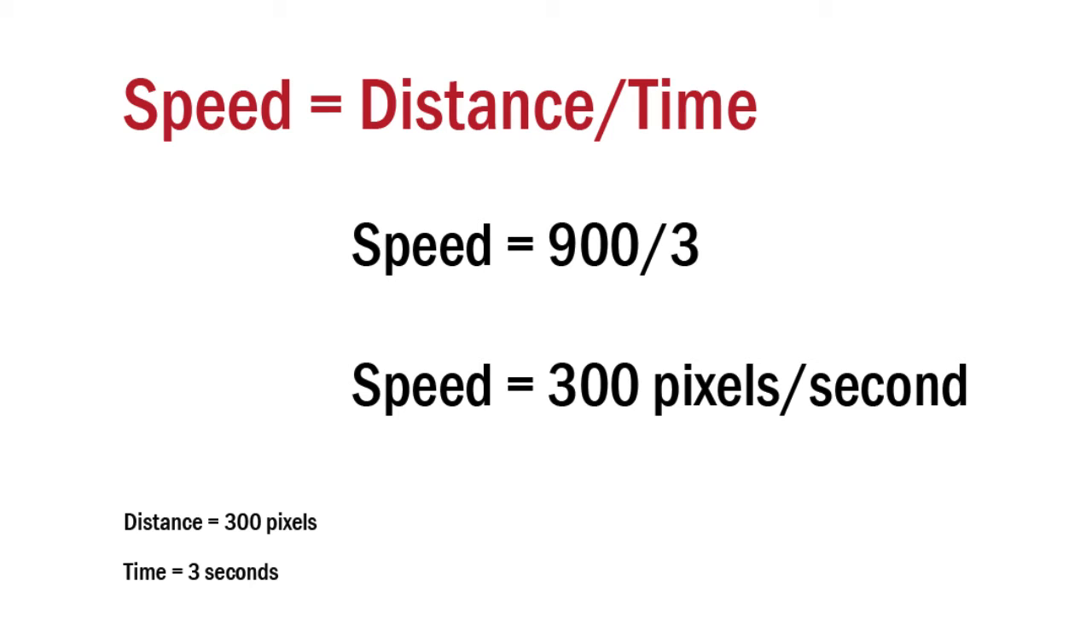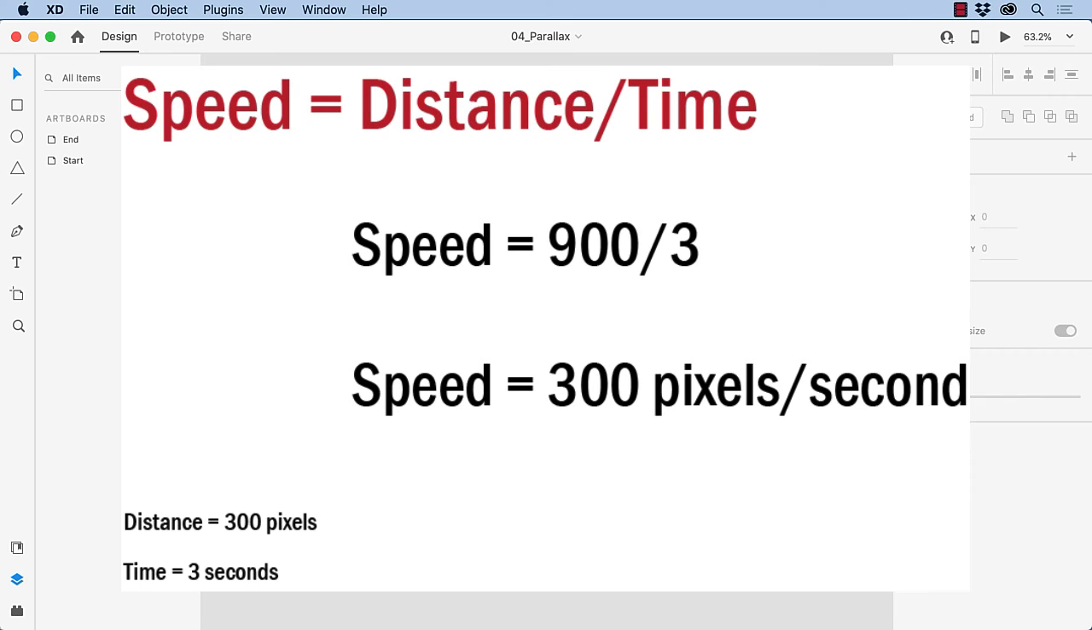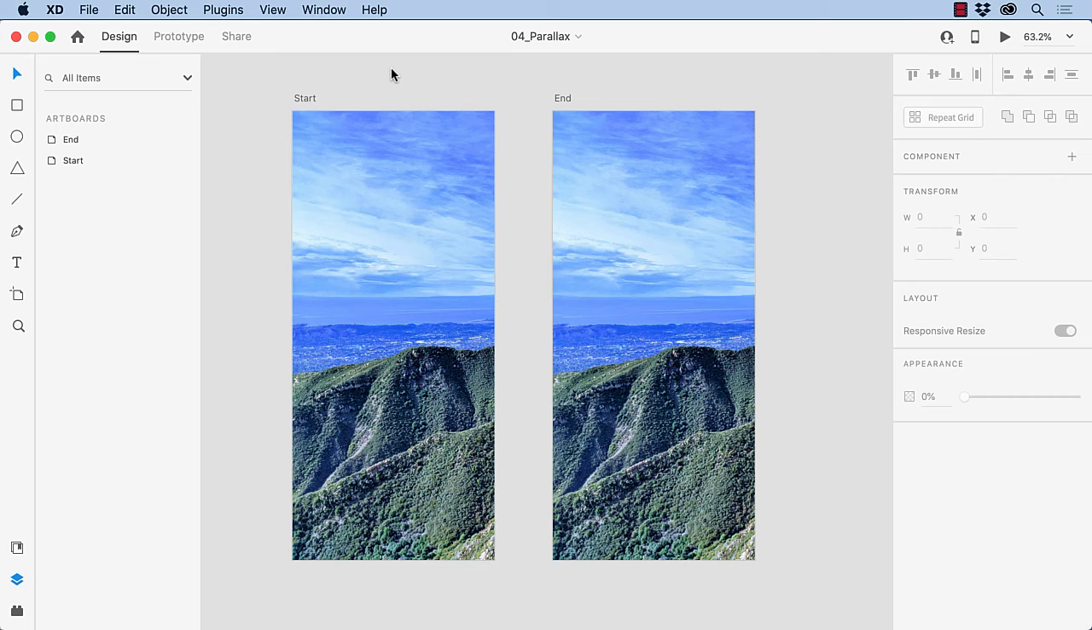Using pixels as our distance measurement, we can see that something that moves 900 pixels in 3 seconds has a speed of approximately 300 pixels per second. So let's see how to apply this simple equation in XD. In this example, I have taken a single image and cut out the foreground, midground, and background and added them to layers in Photoshop. To work the math, I'm going to use 700 pixels as the distance value and 3 seconds for the time value.